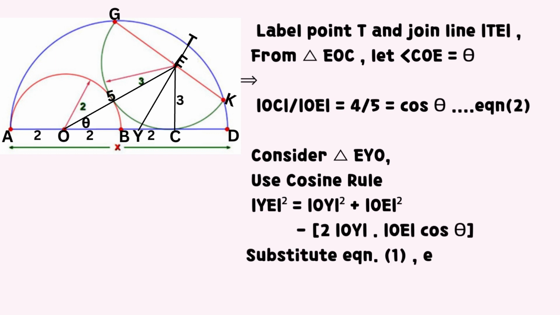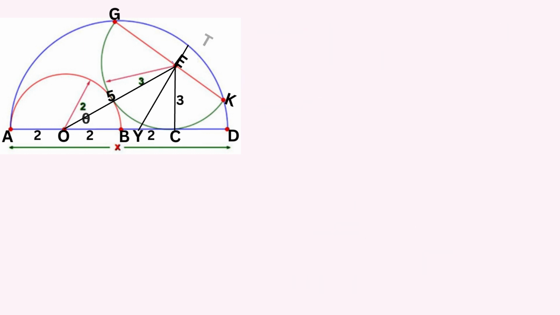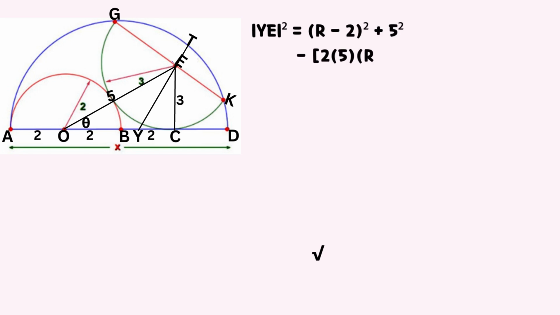Consider triangle EYO. Use the cosine rule. The square of line YE equals the sum of the square of line OY and the square of line OE, minus 2 times the product of line OY and line OE times cosine theta. Substitute equation 1, equation 2, and other values. We obtained a new equation for the square of line YE as shown on the screen.